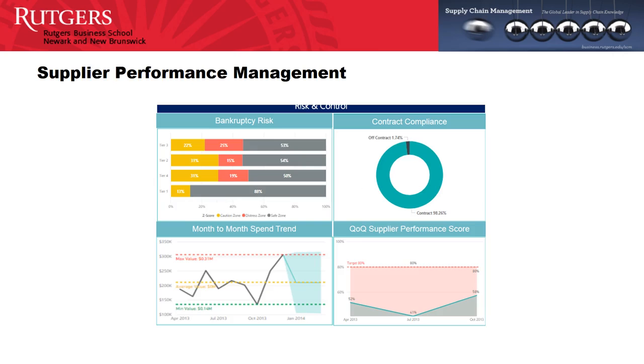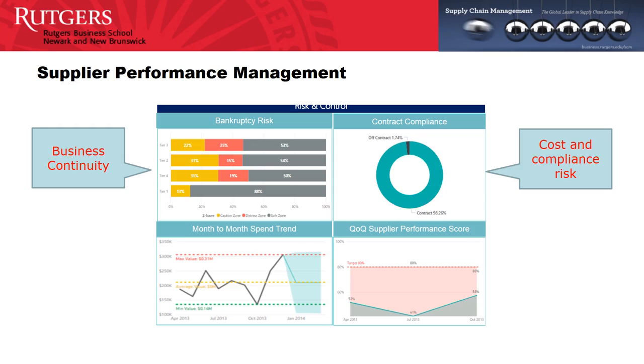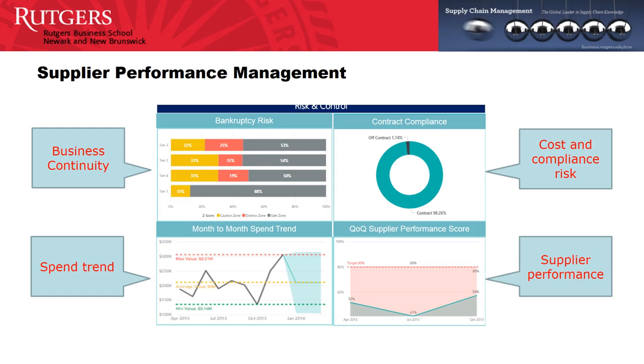Using analytics, we can track suppliers' performance over time by monitoring their chance of bankruptcy, which affects our business continuity. We can also monitor the percentage of purchases compliant with the contract to control cost and compliance risk. It is important to detect the month-to-month spend trend. For example, a sudden surge on spend might indicate a problem in the supply chain and needs to be scrutinized. Finally, we can monitor quarter-to-quarter supplier performance scores to ensure that the suppliers have a constant good performance.